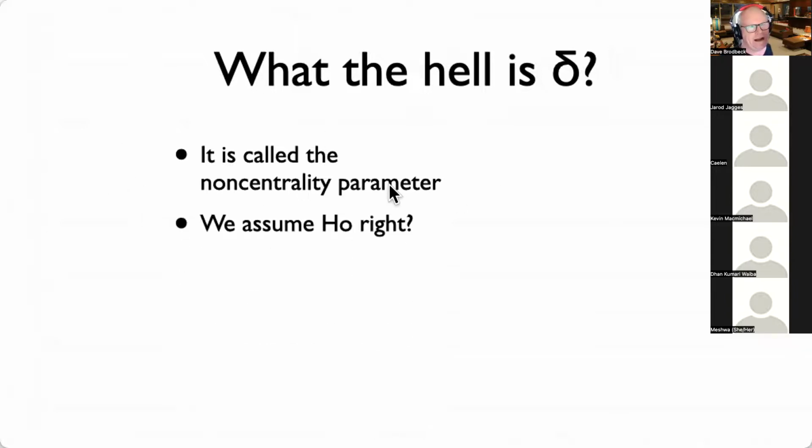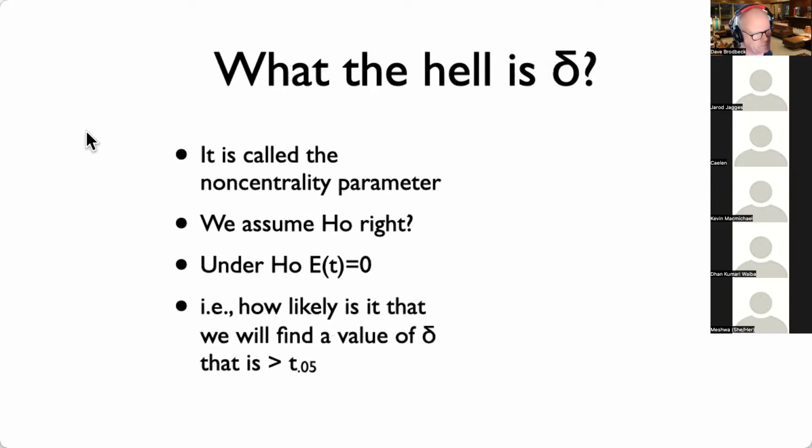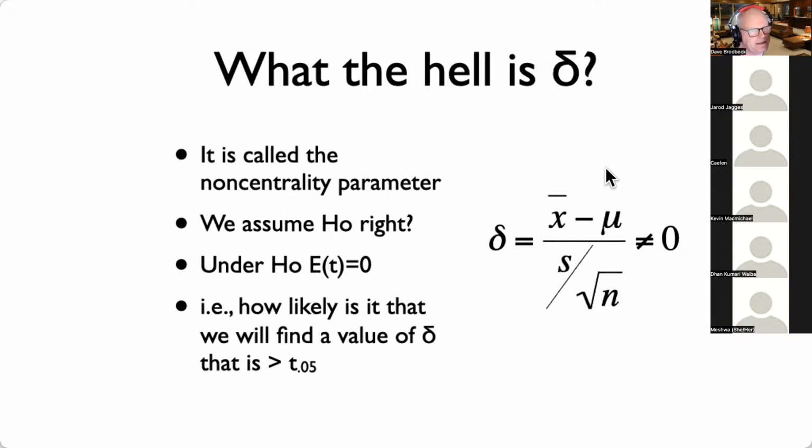So we assume H0, right? We make the assumption that H0 is true. And under H0, the expected value of t is 0. Why is that? That's because there is no effect. So X bar minus mu, X bar should be the same as mu, so it should be 0 if there's no effect, right? So how likely is it that we find a value of delta that is greater than the critical t value at 0.05? And that's all this is. So you see what delta is? It's the same as the t statistic, except the expected value is not 0. That's all it is. If you don't care about this, I wouldn't get too worked up about it.